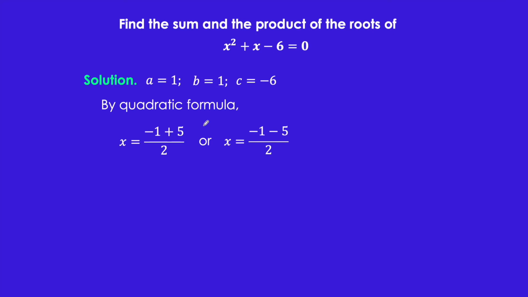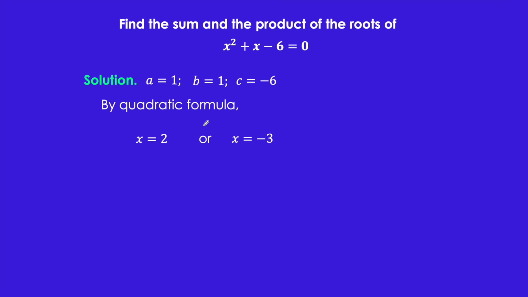By simplifying, we will obtain 4 over 2 or negative 6 over 2, and the final outputs are x is 2 or x is negative 3. These are the roots, classmates.